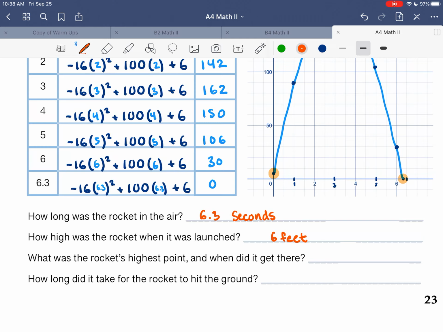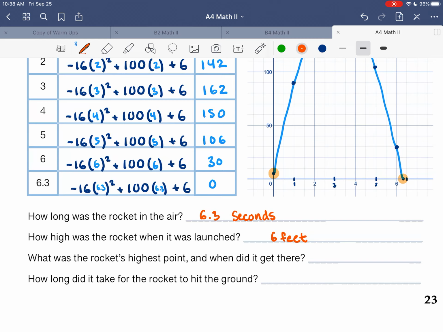Doesn't necessarily mean it ended at 6 feet. It ended at the ground, but started at 6 feet high. So it must have been on a table or some sort of launching mechanism, so it was up a little bit higher. What was the rocket's highest point, and when did it get there?